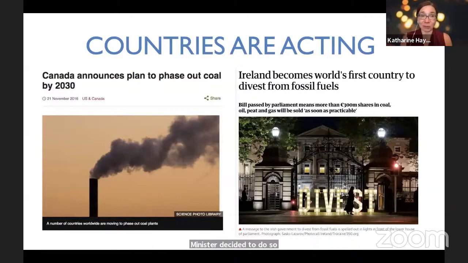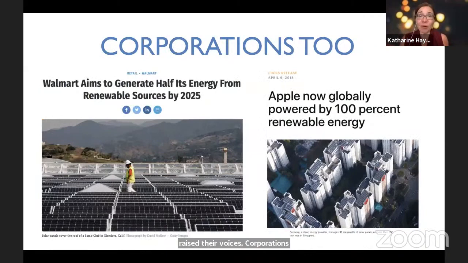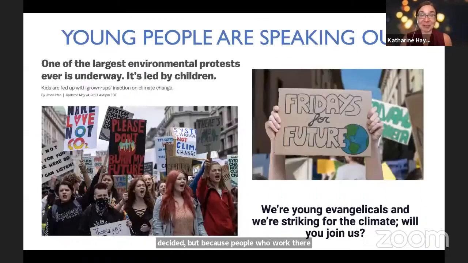Corporations are changing, but why did they change? Was it because the CEO decided? No, it was because people who work there decided that it had to change. They used their voice within their sphere of influence to say, we need to do things differently. Young people are using their voices, and they're changing the world too. We know their names. We know the Fridays for Future. We know about it because they are using their voices to talk about why this matters.